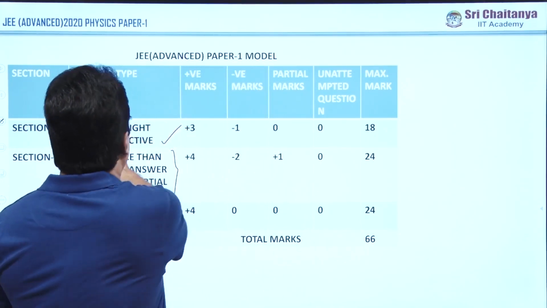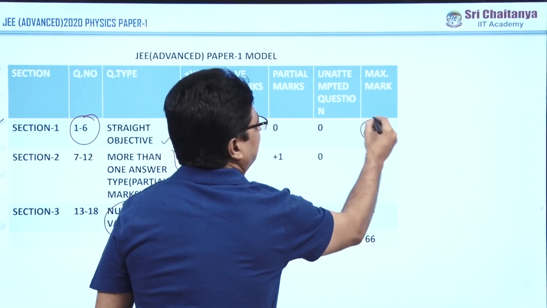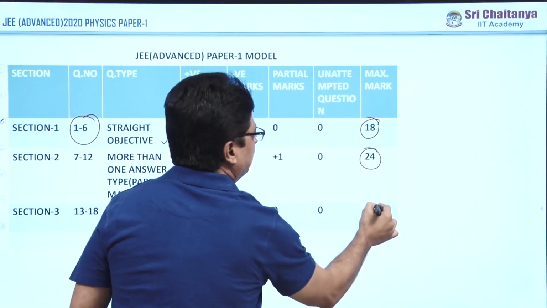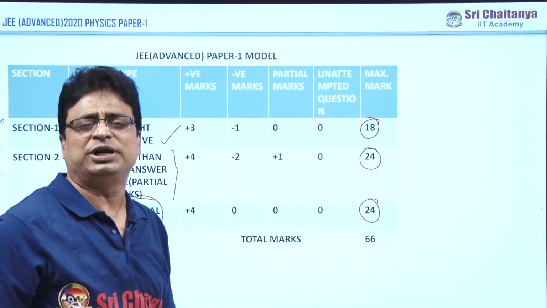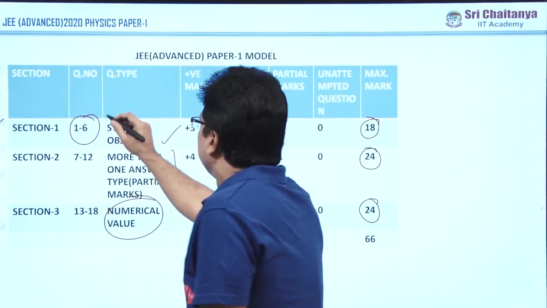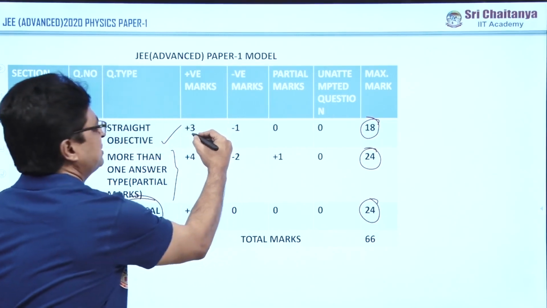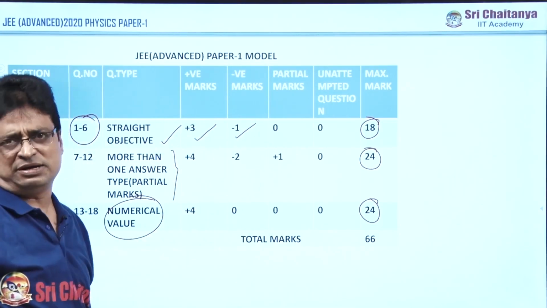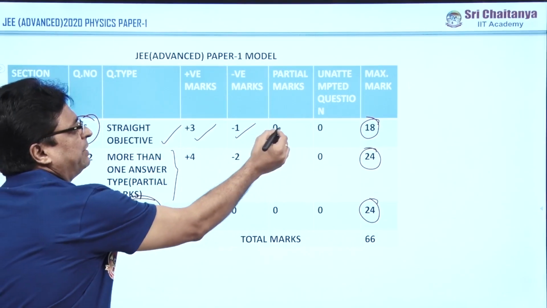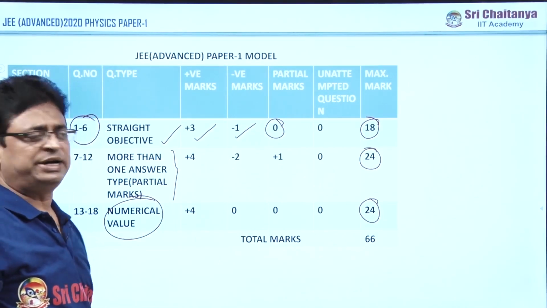And the maximum marks allotted for Section 1 is 18, Section 2 is 24, and Section 3 is again 24. And of course, for Section 1, there is a negative mark, because for a right answer it is +3, and for a wrong answer it is -1. For a not attempted question, 0 mark is awarded.